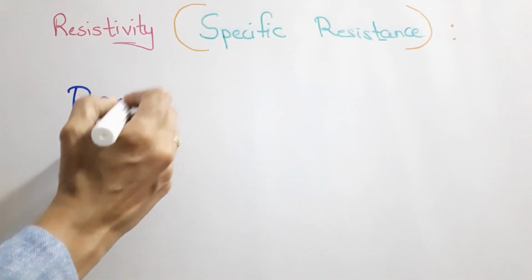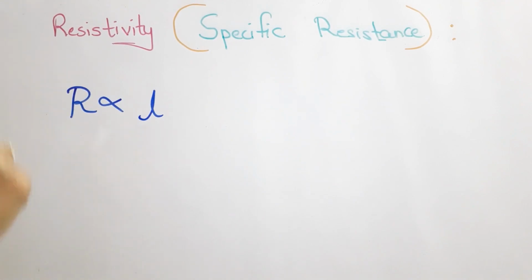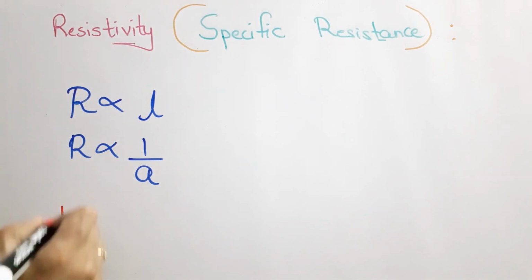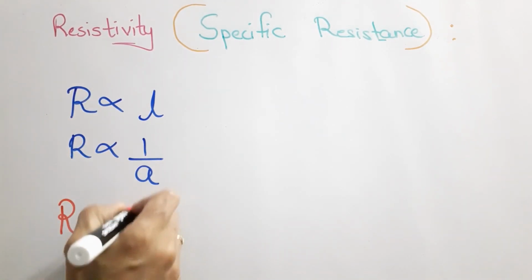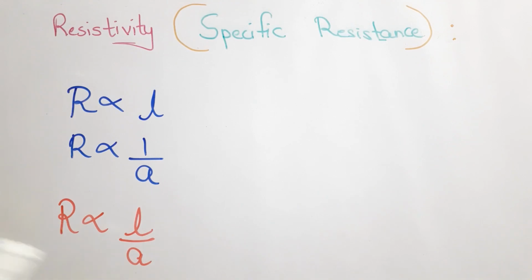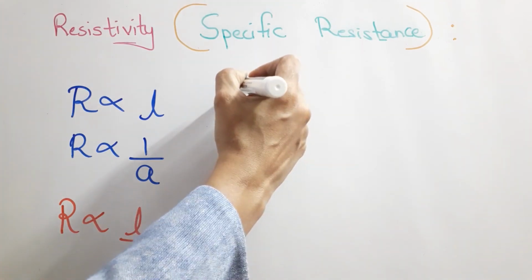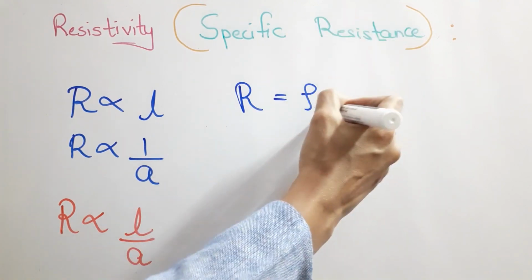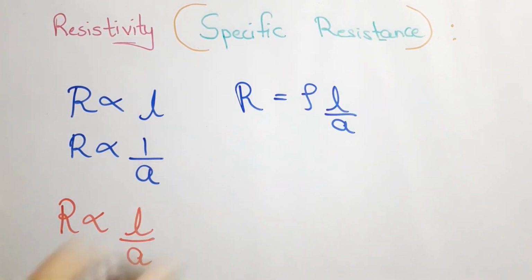So R is proportional to the length of the conductor. R is inversely proportional to the area of cross section of the conductor. Now I am combining these two equations. So I am getting R is proportional to L divided by A. Now I want to remove this proportionality sign, so I have to introduce a constant. I am introducing a constant called specific resistance, and L upon A as it is.